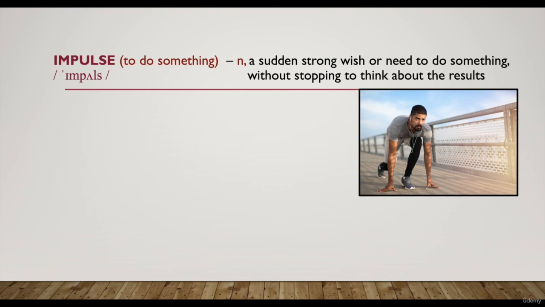And the last word for today is impulse. An impulse to do something is a sudden, strong wish or need to do something without stopping to think about the results. So when you suddenly get a strong wish to do something and you don't even think about what's going to happen as a result of your action, that's when you get an impulse.